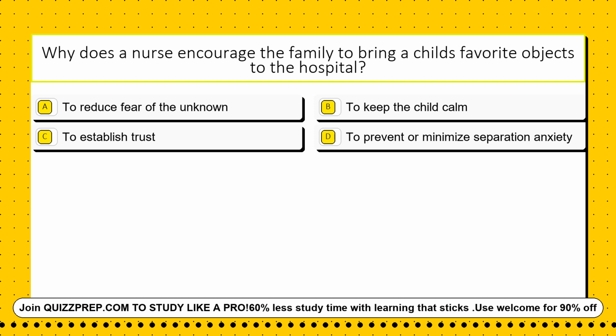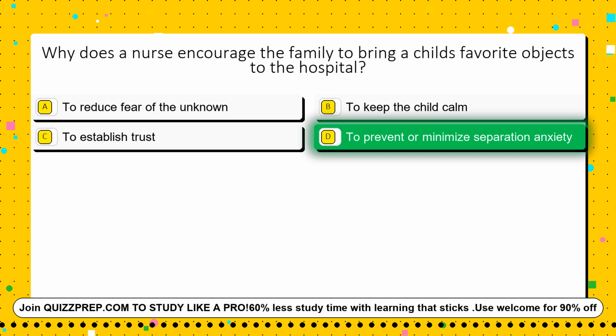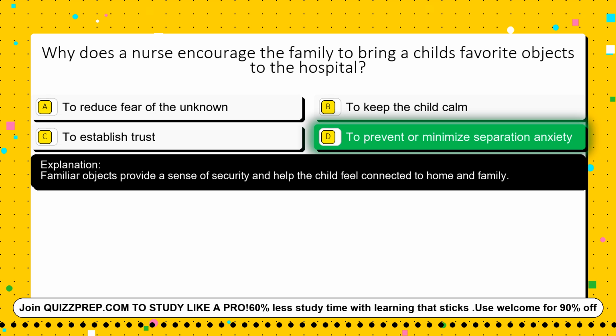Option A. To reduce fear of the unknown. Option B. To keep the child calm. Option C. To establish trust. Option D. To prevent or minimize separation anxiety. The correct answer is option D. To prevent or minimize separation anxiety. Familiar objects provide a sense of security and help the child feel connected to home and family.